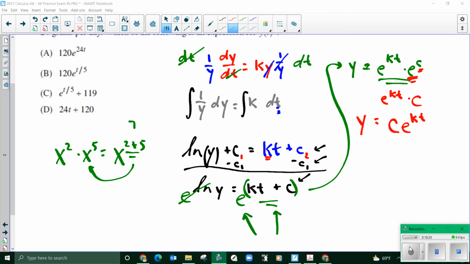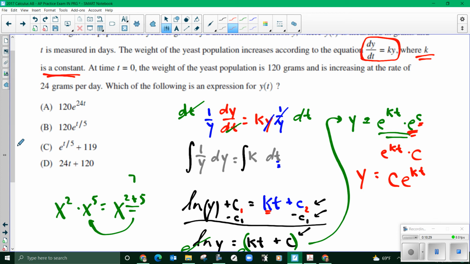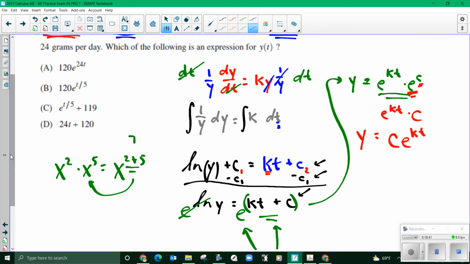Looking at it here, I got to a good part, did a lot of good math. These things are going to come in handy a couple of times. At time 0, the population is 120 grams.